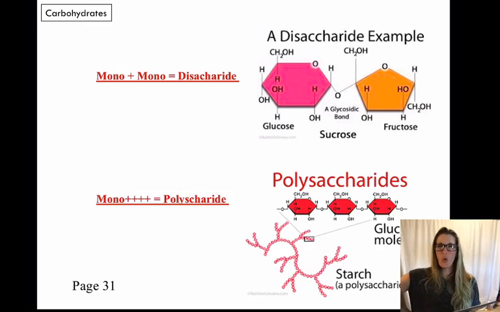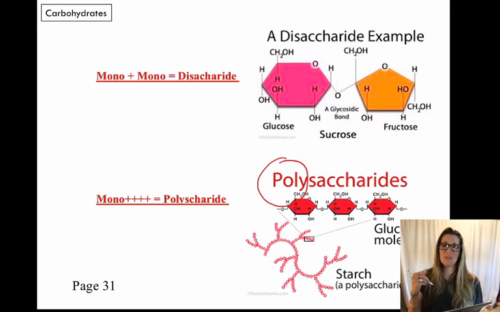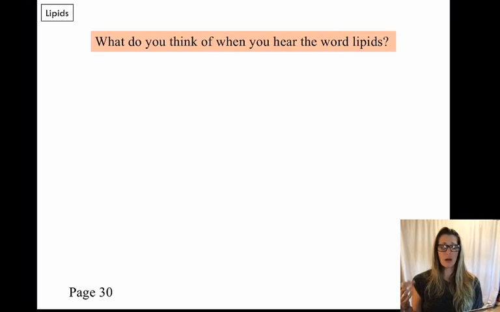If you add a whole bunch of monosaccharides together, you get what's called a polysaccharide. And poly means many. You'll see that in a lot of places throughout science, through biological science. You'll see poly meaning many. So this is many saccharides. So lots of saccharides bonded together is a polysaccharide, and starch, one of my favorite things in the world, is a polysaccharide.